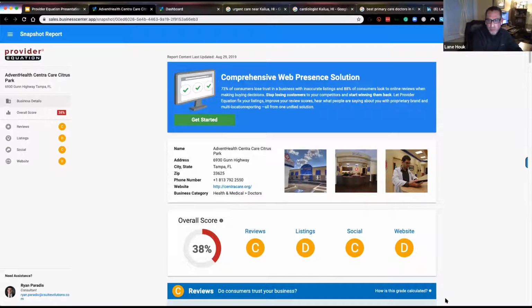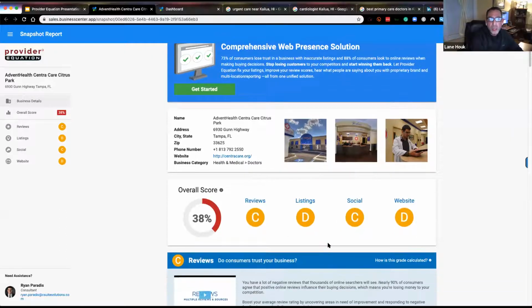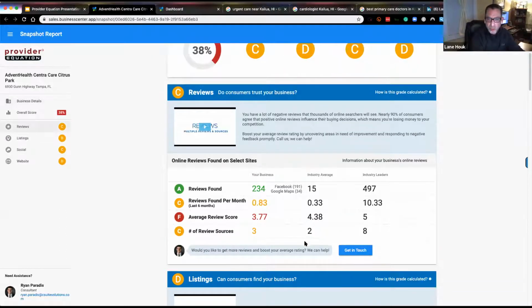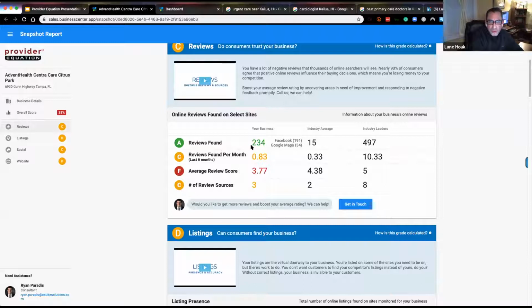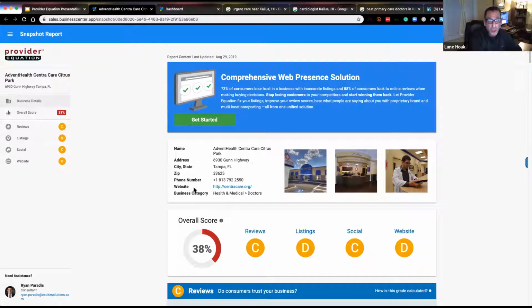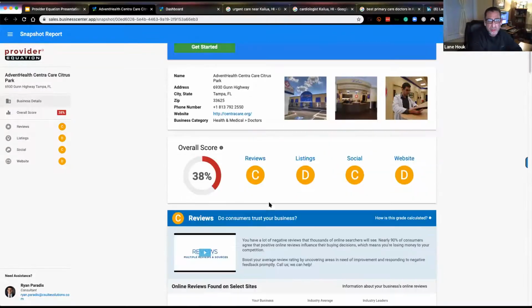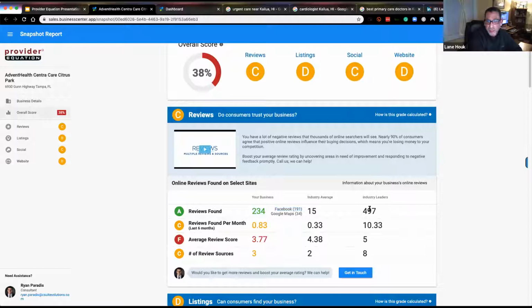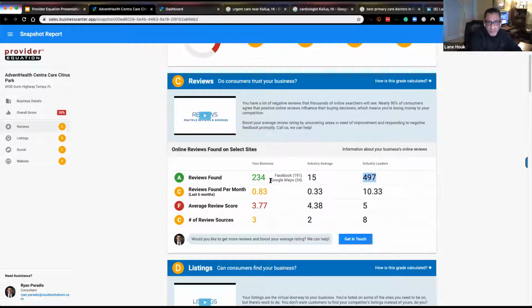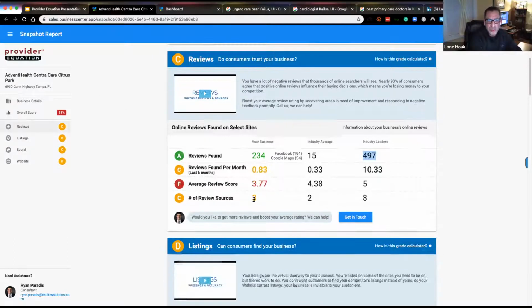And then our algorithm goes to work and scores it based on how other healthcare providers in the space are doing. And then we give them some real data as to how many reviews were found, what's the industry average. Okay, in this case, we're doing better. We have 234 for Advent Health, Central Care, Citrus Park, but the industry leaders actually have 497 reviews. So that gives us a benchmark in how this particular healthcare provider location is doing online.